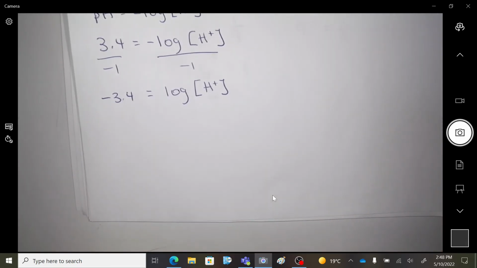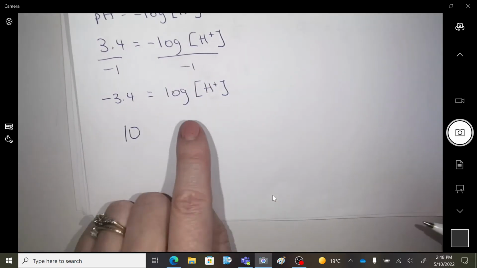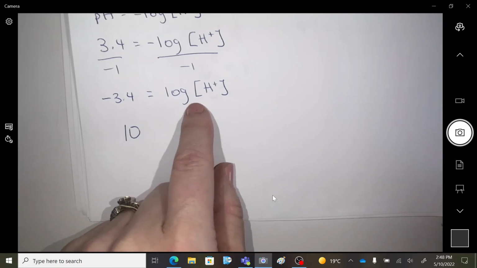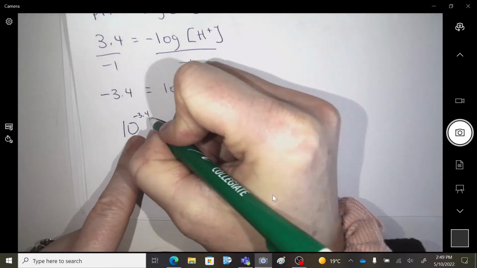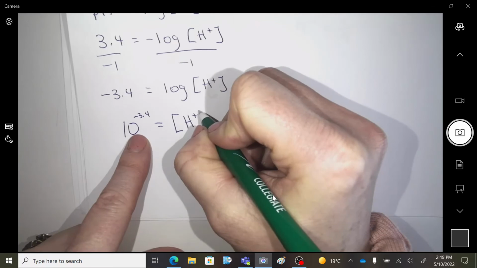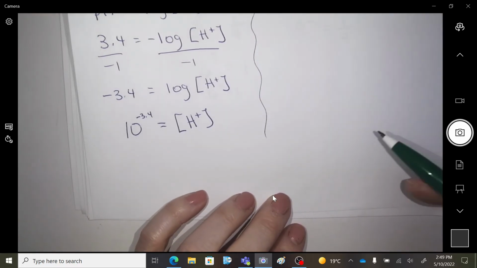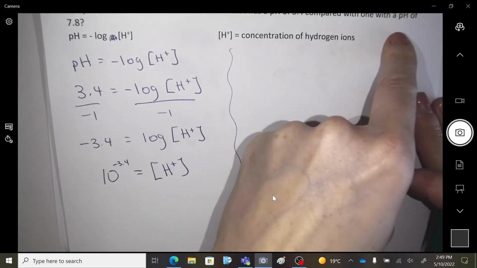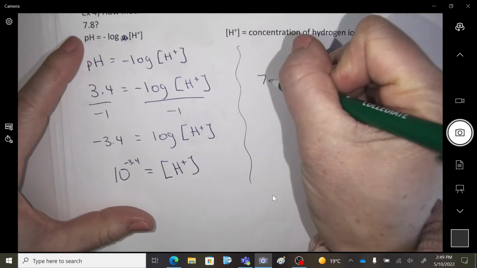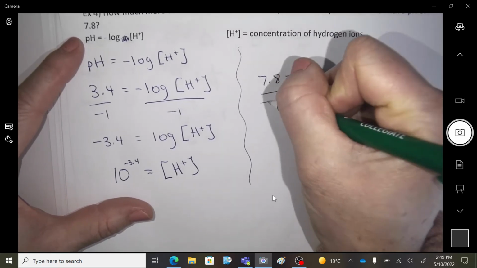What's the base on this? 10. Remember, when there's no base, it's a secret base. I kind of gave it away. 10 to the negative 3.4 equals the concentration of the hydrogen ions. Okay, now you have to just do the same thing and repeat it. The other pH is 7.8. Just do the exact same.